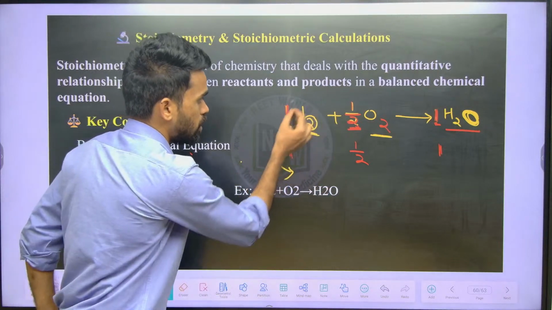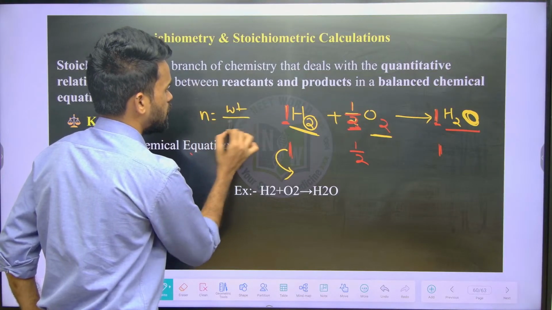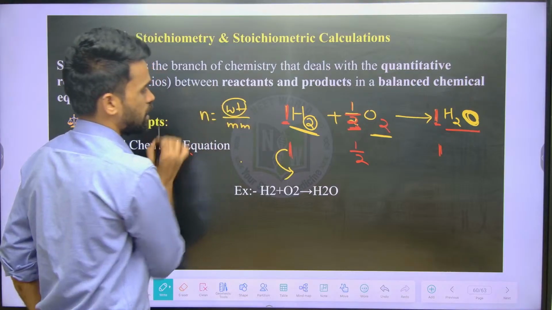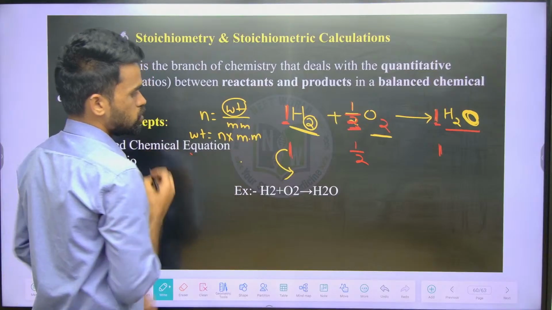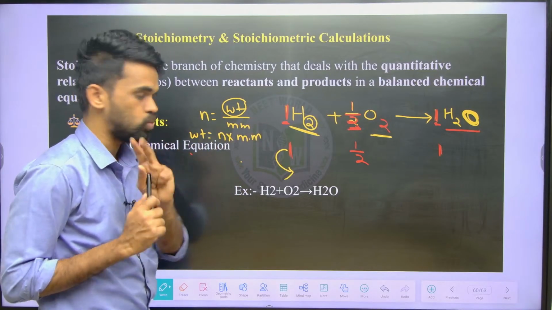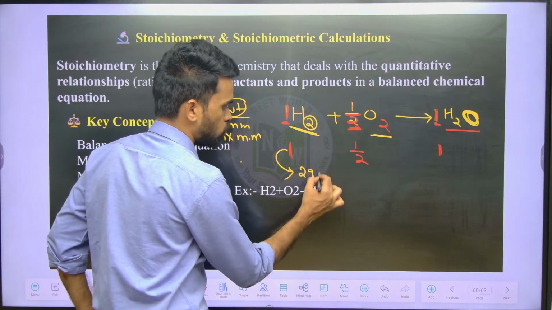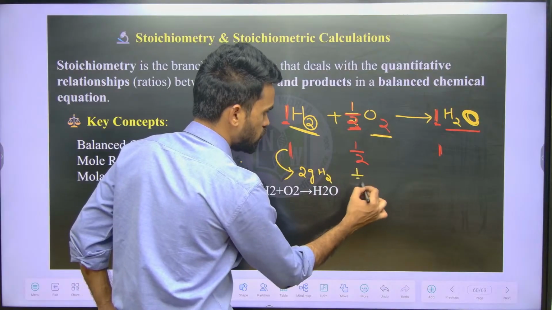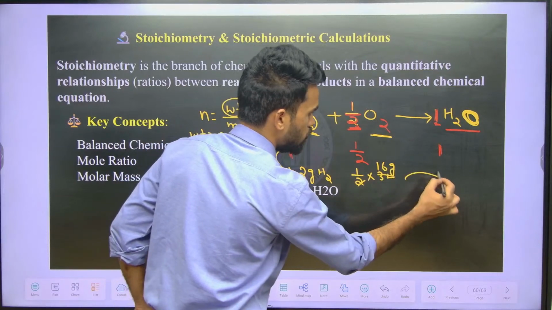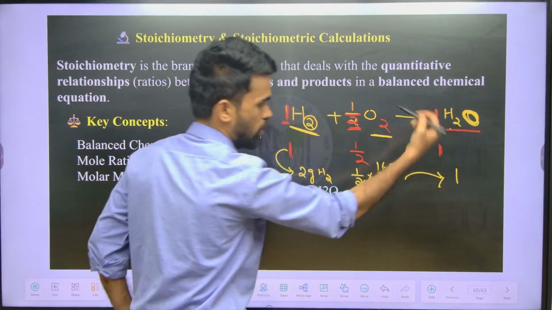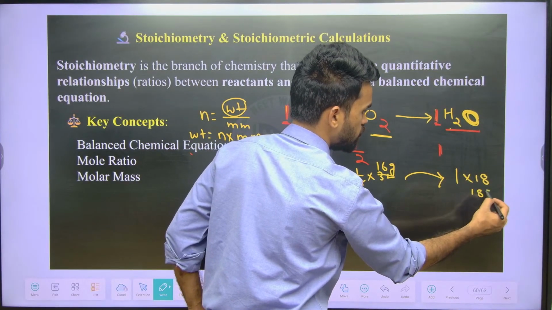Number of moles is equal to given weight by its molar mass. So weight of the substance equals number of moles into its molar mass. What is the molar mass of hydrogen molecule? 2. So 2 into 1, because 1 mole now, is 2 grams of hydrogen, which reacts with half into, what is the molar mass of O2? 32. So 16 grams of oxygen to form 1 mole of water molecule. 1 into molar mass 18, so 18 grams of H2O.